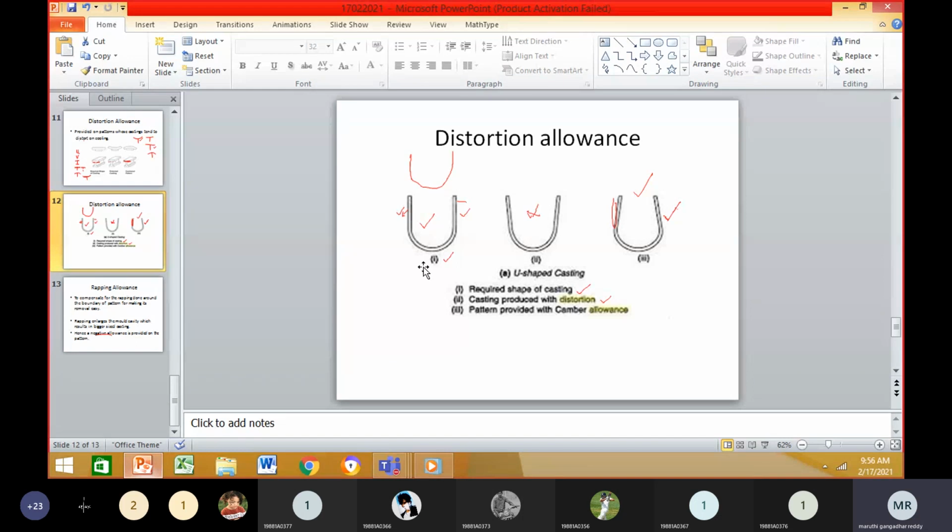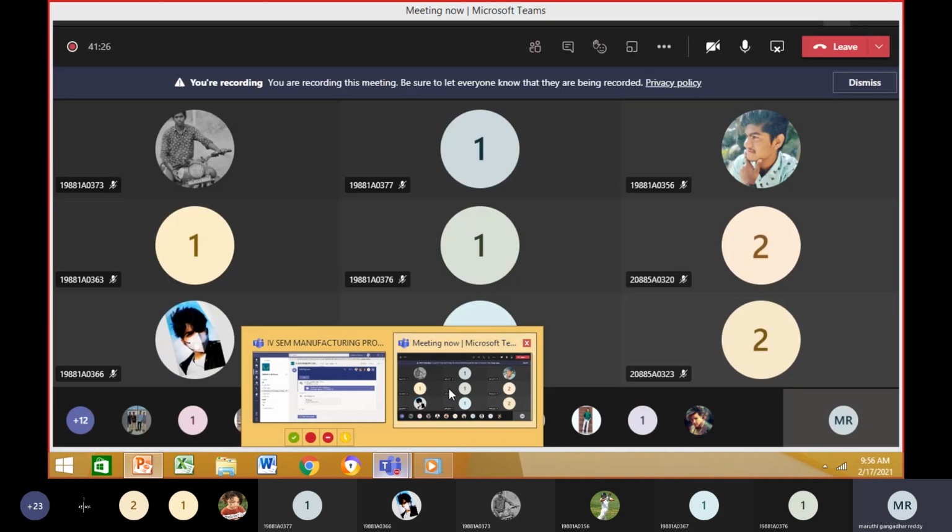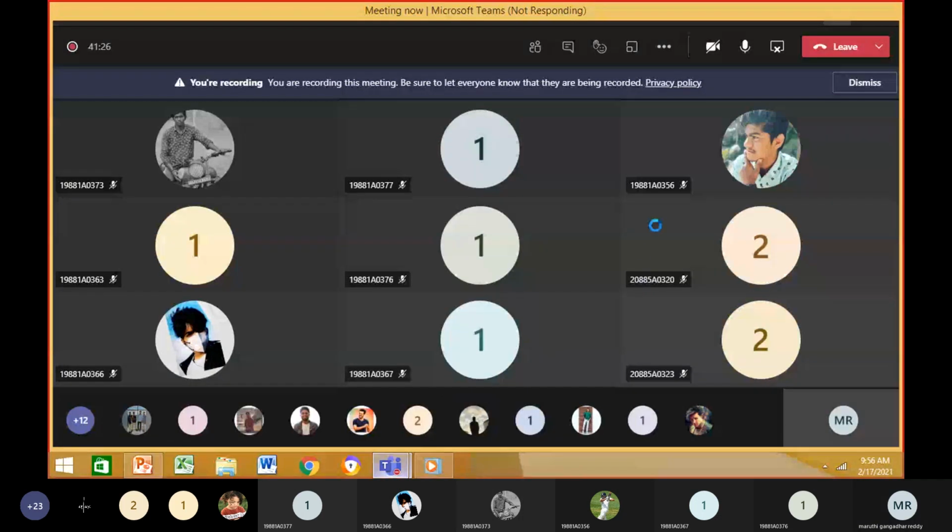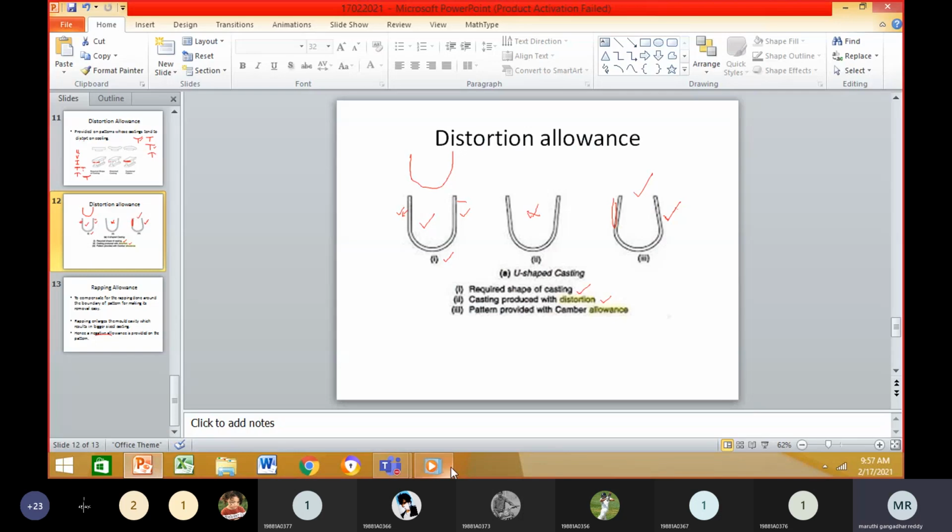You just see this figure and then tell me what is the distortion allowance. Everything was written on this slide. Can you just explain what is distortion allowance? Who is roll number 356? Can you answer the question? What is distortion allowance?